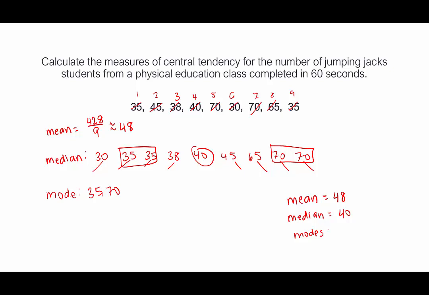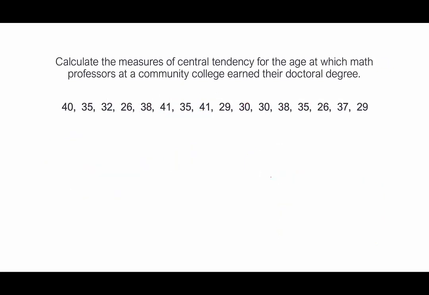We have 2 modes of 35 and 70. So that would be the measures of central tendency for this first example. So far, so good? Let's do another one.